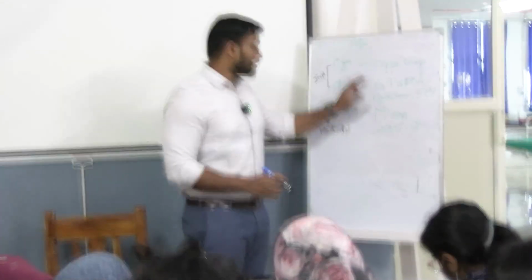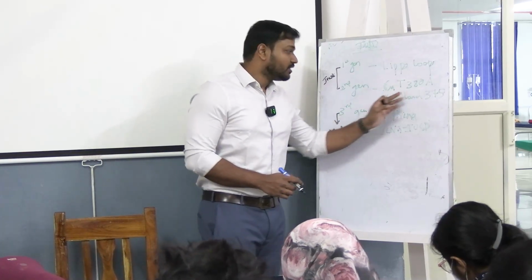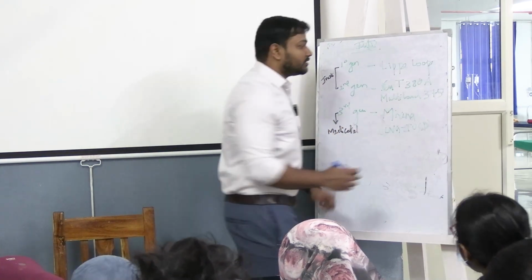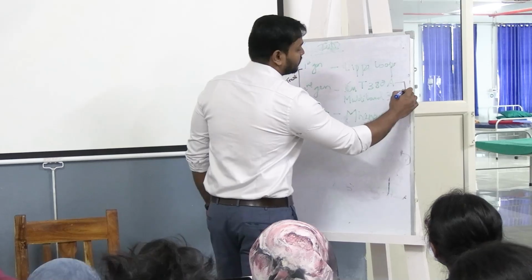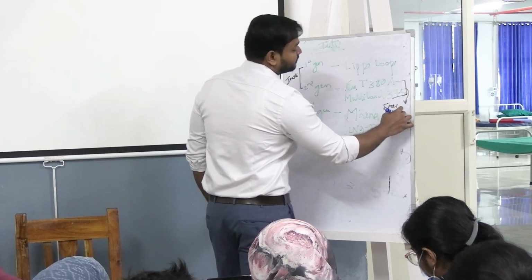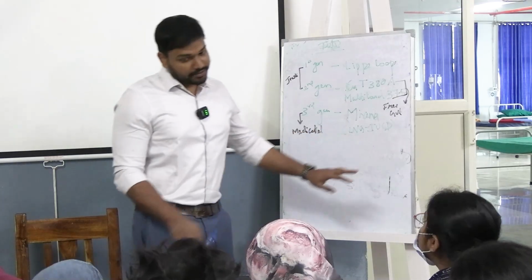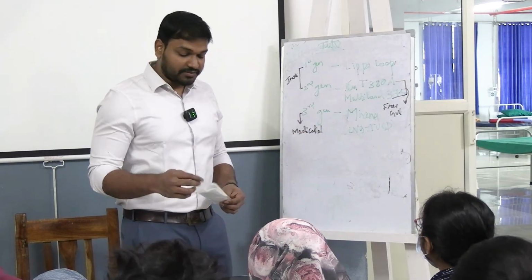So first generation we have Lippes loop, second generation we have copper T 380 and multiload 375. These both are provided free of cost by government. And Mirena, levonorgestrel intrauterine contraceptive device.